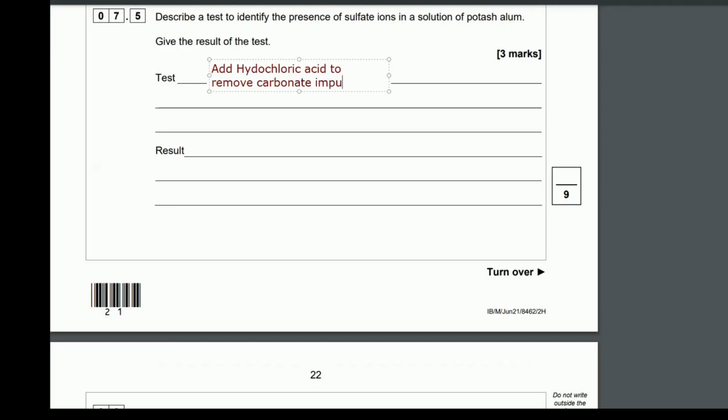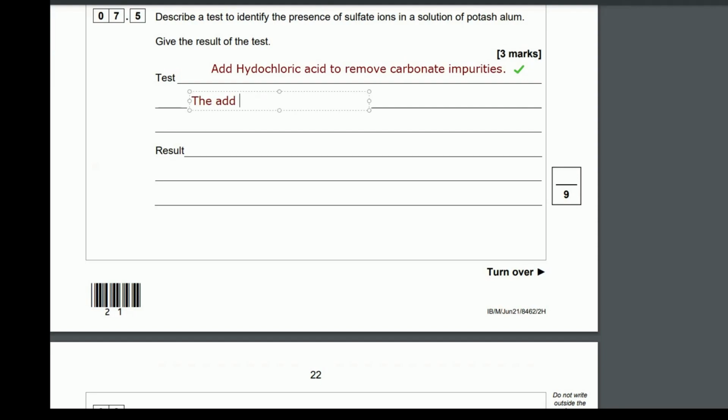Now, it's very important here when you say add an acid that you don't say add sulfuric acid, because sulfuric acid would contain sulfate ions and so would give you a false positive result. Basically, it would tell you that sulfate ions are present, but you'd added them with the acid that you were using to clean. So first add hydrochloric acid to remove carbonate impurities. So you're going to add that to the sample that you're testing.